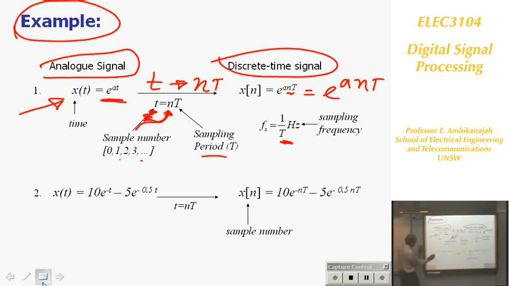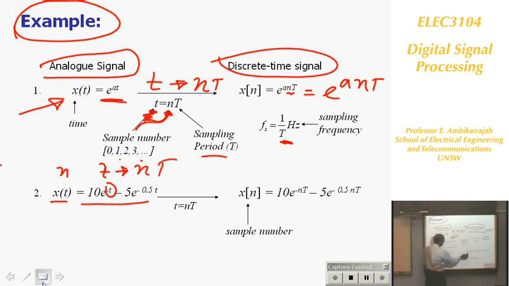Take another equation, x(t) equal to that. How do you convert it into a discrete equation? Wherever there is t, you replace t by nT, and your equation becomes a function of the sample number n. And 10 e to the minus nT is that one. But for a discrete system you must know the sampling period, otherwise you can't really work it out.